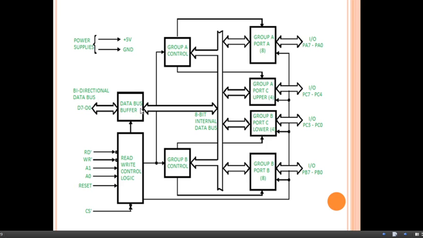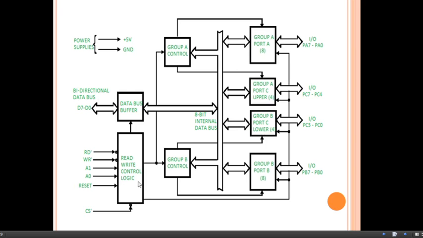So this is the function of the data bus buffer, which is important for interfacing the internal data bus of 8255 with the system data bus of 8086. Next is the read write control logic.